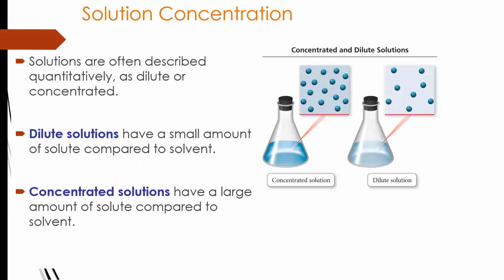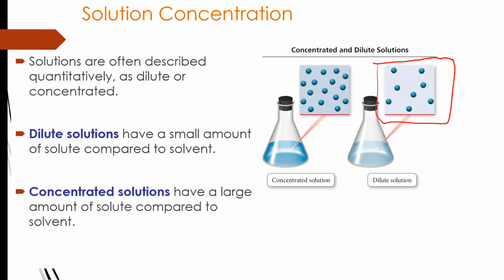There's a couple of ways that we talk about solutions. We might talk about it qualitatively, where we just give an idea if we have a lot or a little, or we might come up with a quantitative measure where we actually give a value to it. An example is a dilute solution versus a concentrated solution. A dilute solution just has a small amount of the solute compared to the solvent. So we have less of it in there.